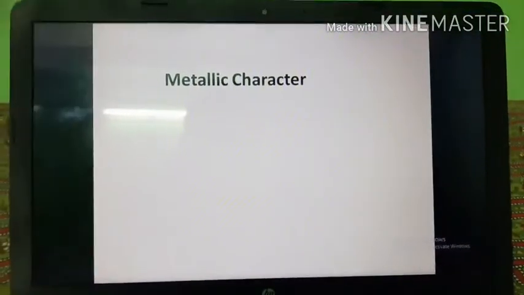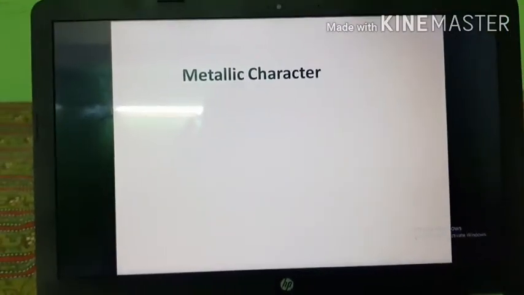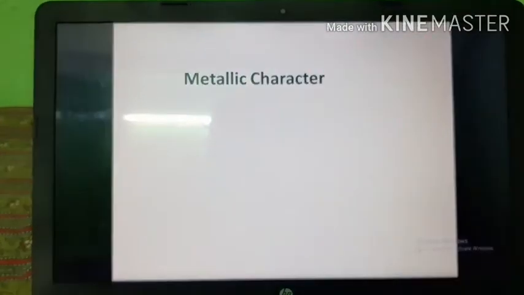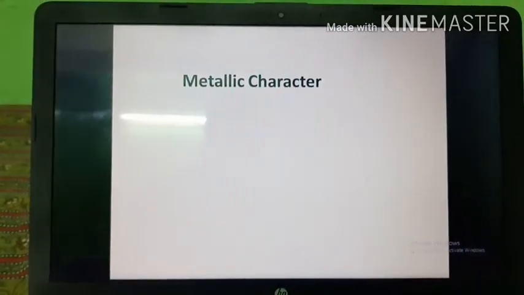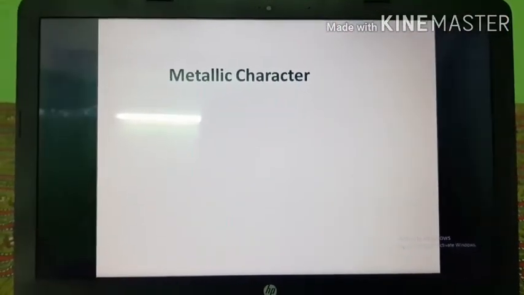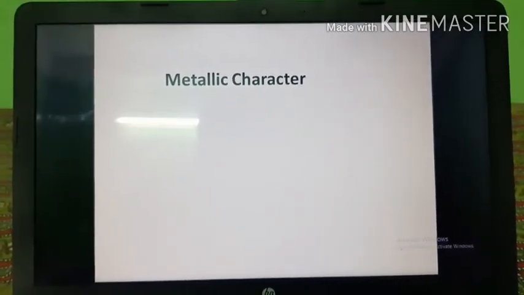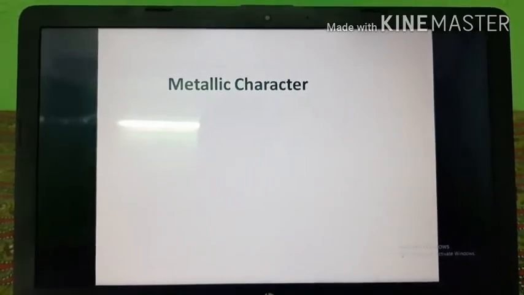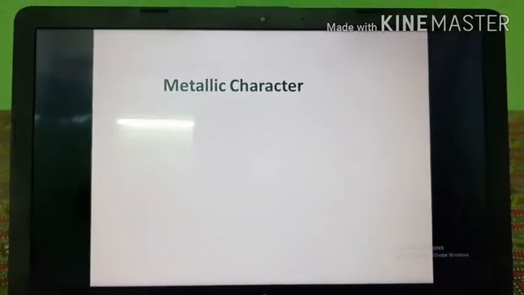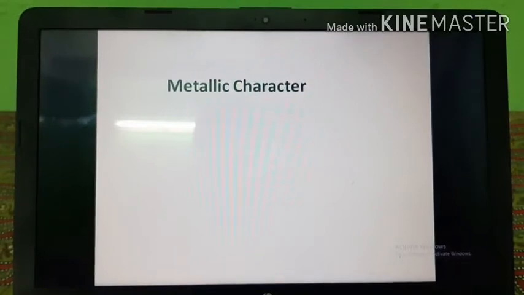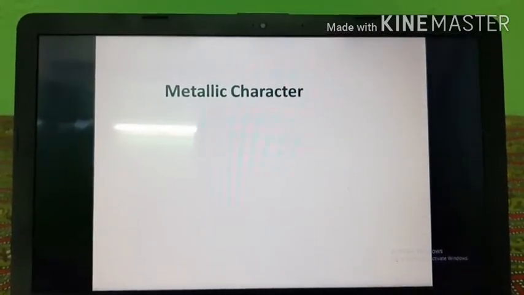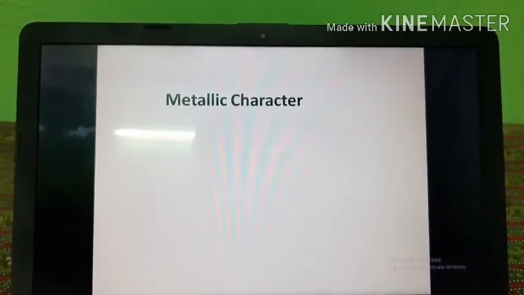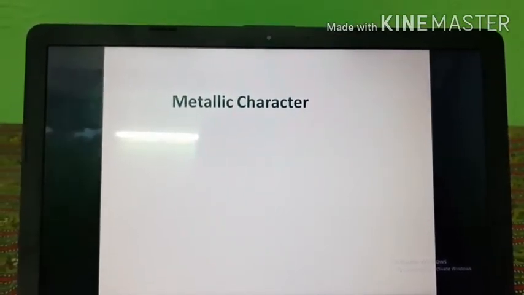Now, if we move from left to right in a period, the atomic radius decreases. It means that the distance between the outermost electron and the nucleus becomes very small, so the nucleus can attract it strongly. That means the tendency of losing electrons will decrease, and so the metallic character will decrease from left to right in a period.